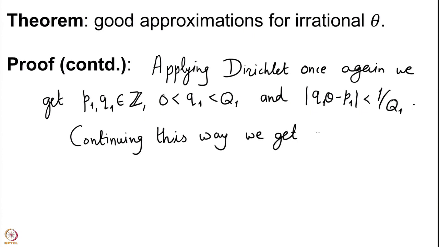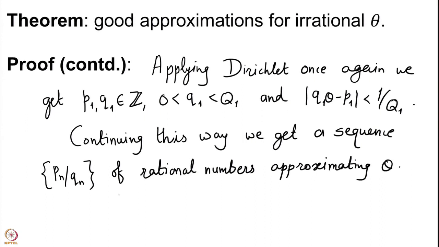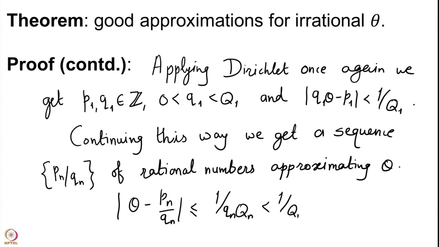we get a sequence Pn by Qn of rational numbers approximating theta. This is because we have that mod theta minus Pn upon Qn is going to be less than or equal to 1 upon Qn capital Qn, which is certainly less than 1 upon capital Qn, or you may have equality here if you wish.